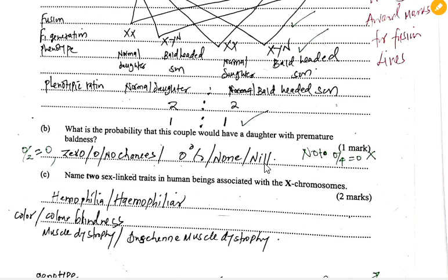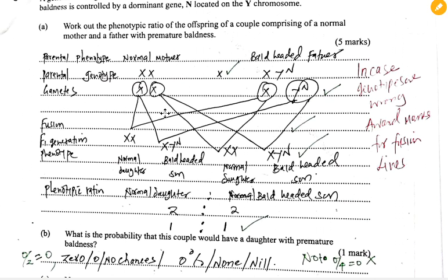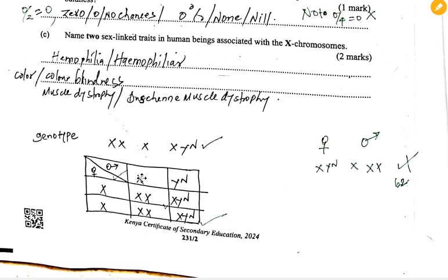Then apart from using these lines, we can use a Punnett square. On the Punnett square, we have the genotypes, that is the female or the mother, XX. Then across we have the father, who has premature baldness, XY superscript N, the N which causes premature baldness. Then inside the square, we have the symbols, and this represents the male.